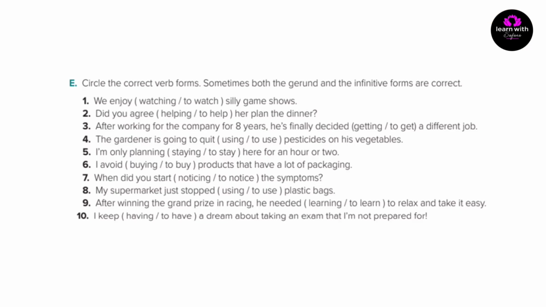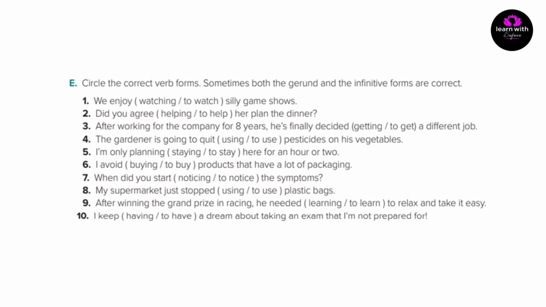ننتقل لتمرين E. Circle the correct verb forms. Sometimes both the gerund and the infinitive forms are correct. ضع دائرة حول شكل الفعل الصحيح. في بعض الأحيان تكون كل من صيغة الجيرند، اللي هو الفعل زائد ing، أو الانفينيتيف، اللي هي المصدر، صحيحة.